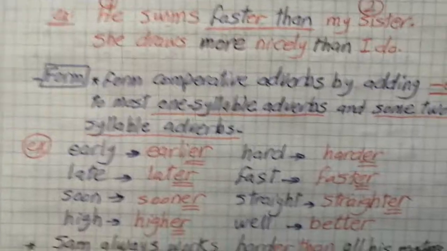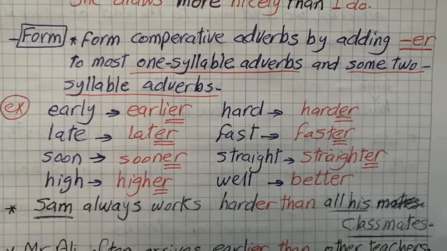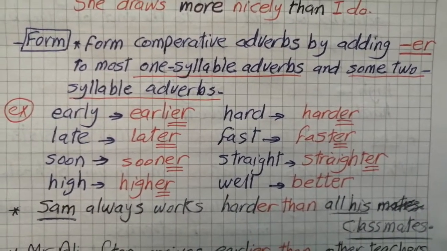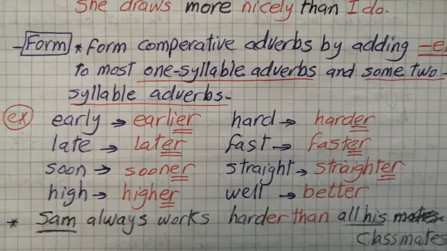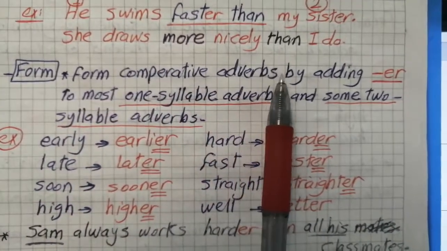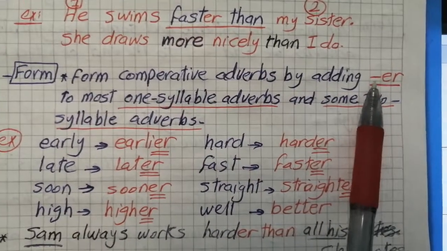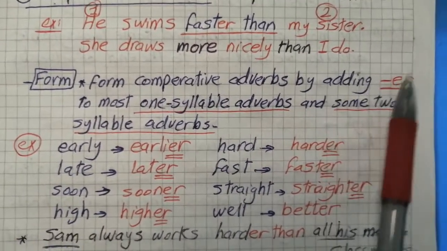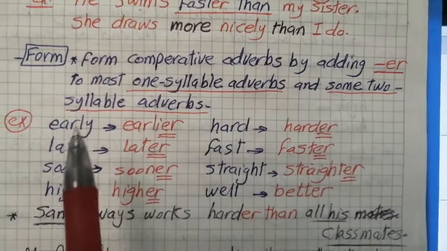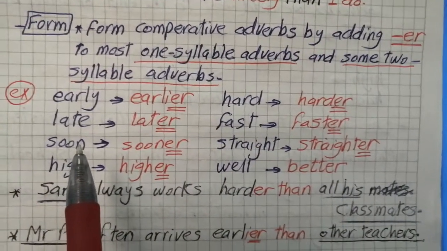Now, point 2. How can we form the comparative adverbs? First of all, if the adverb is one syllable, or some adverbs are two syllables, one syllable means one part, and two syllables mean two parts. We form comparative adverbs by adding er, like the adjectives exactly, to most one-syllable adverbs and some two-syllable adverbs. This example makes it clear for us.